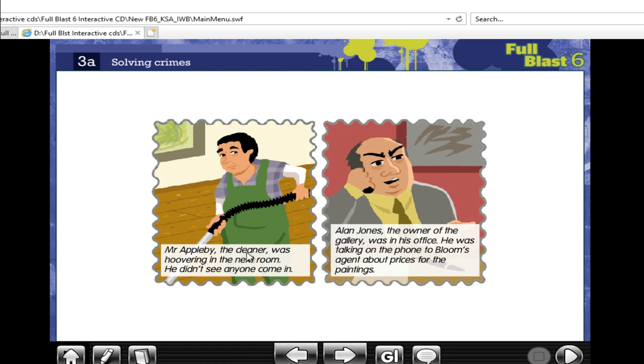What does hoover mean? Hoover means to clean the floor using a vacuum cleaner. Alan Jones, the owner of the gallery, was in his office. He was talking on the phone to Bloom's agents about prices of the paintings.